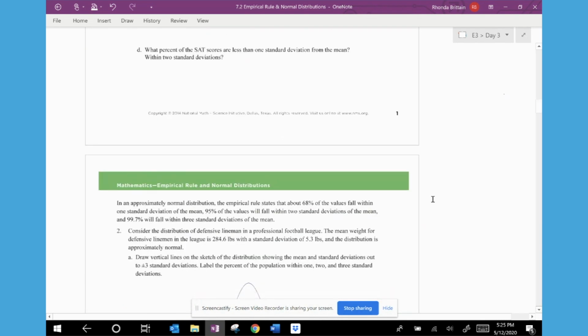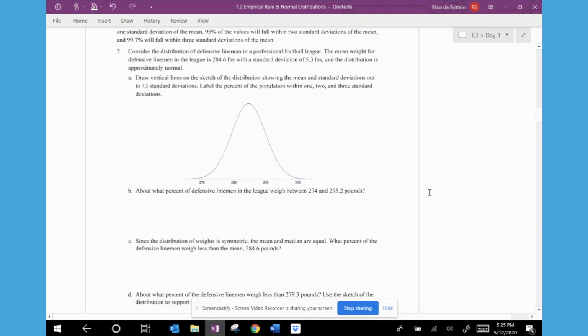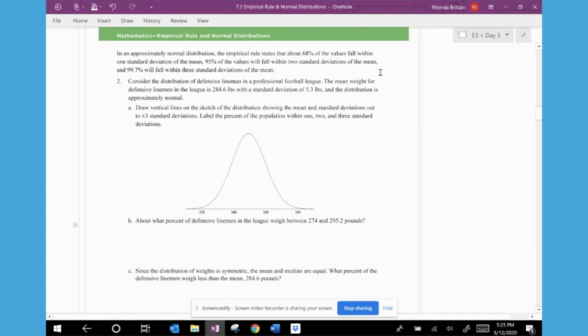I want to work out number 2 on page 2 with you. And at the very top, you're going to see that it actually restates the empirical rule. So you have your 68%, 95% and 99.7% that will fall within 1, 2, and 3 standard deviations of the mean. So it does a good job of walking kids through what that rule actually is. On number 2, it says we're going to consider the distribution of defensive linemen in a professional football league. The mean weight for defensive linemen in the league is 284.6 pounds with a standard deviation of 5.3 pounds. And the distribution is approximately normal. So this is important so that we can actually apply the empirical rule.